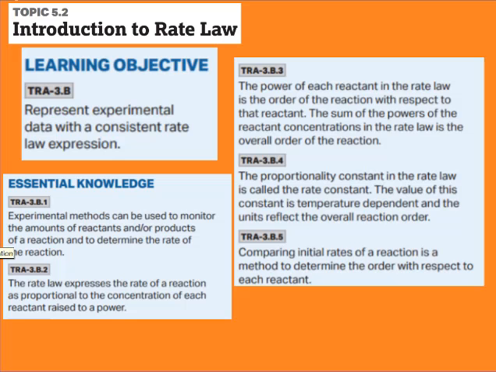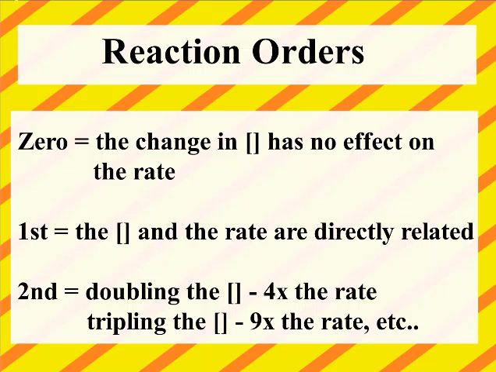So you can read through those. The three reaction orders that you need to be able to recognize are 0, 1st, and 2nd. 0 order is the change in concentration has no effect on the rate. So if you double the concentration, rate's going to stay the same. 1st order, the concentration and rate are directly related. Double the concentration, double the rate. Half the concentration, half the rate.